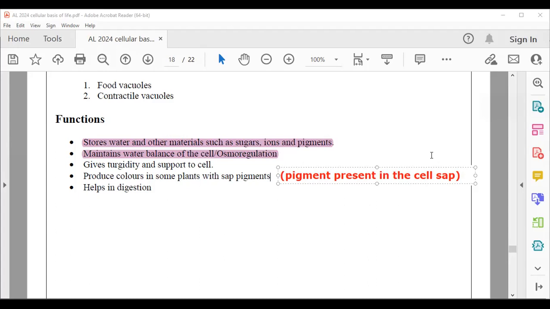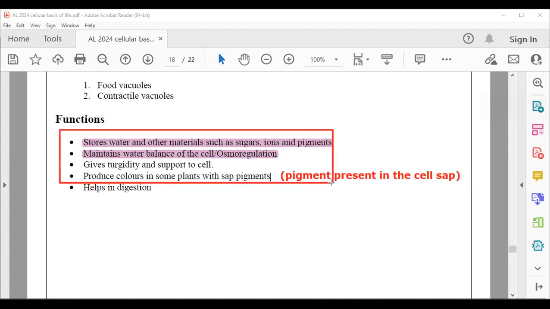Yes, sir. These four functions are done by the central vacuole. Understood? The last function given to you now is helping in digestion. That is not done by our central vacuole.